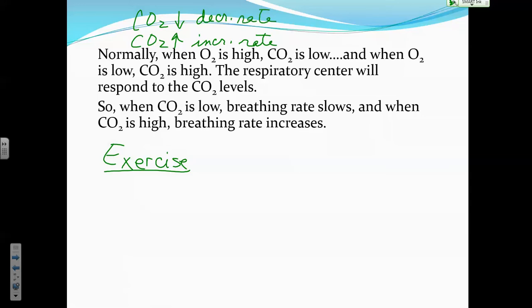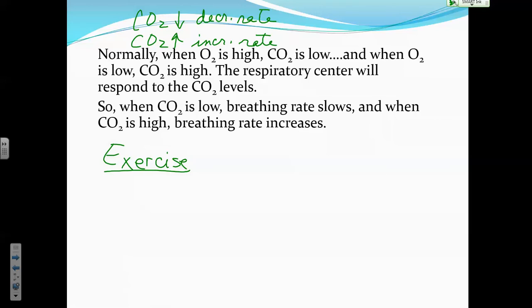Okay, so let's look at some things that can cause changes in CO2 levels. When you exercise, what happens to your carbon dioxide levels in your blood? Does it go up, down, stay the same? It goes up. When you exercise, you're undergoing a lot of cell respiration in your muscles, right? And so you're producing a lot of CO2 in your cells, and that CO2 moves into your blood. So that elevates your blood CO2.